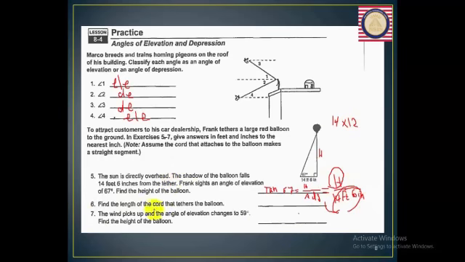You want to find the length of the cord that tethers the balloon. You want the hypotenuse. How to get the hypotenuse? Of course, by using the Pythagorean theorem. You have this and you will get the height. So hypotenuse equals the square root of height squared plus the horizontal distance squared.